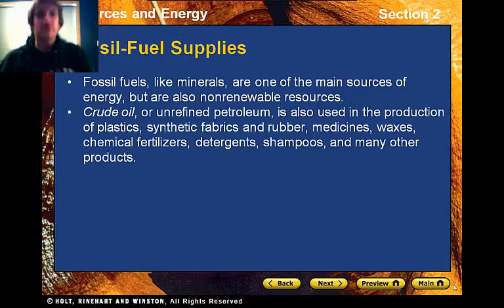Crude oil, that's the petroleum they actually pump out of the ground. We use it to make plastics, synthetic fibers, fabrics like nylon, and what's this dress? Spandex and that kind of thing. It also makes rubber, medicines, waxes, fertilizer, shampoos, and a lot of other stuff we use. So petroleum products are not just in our cars.